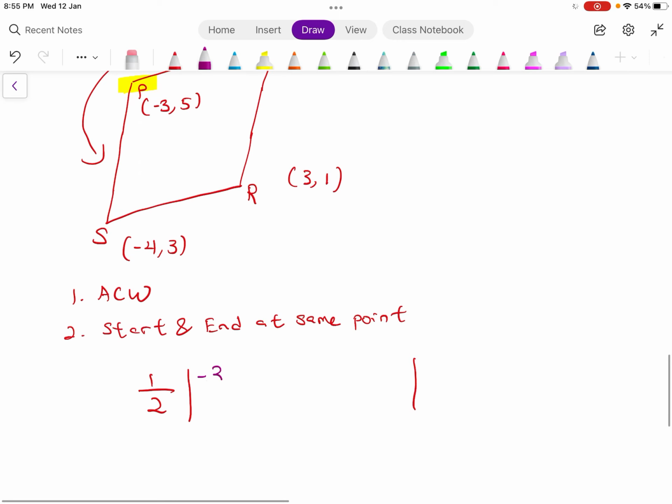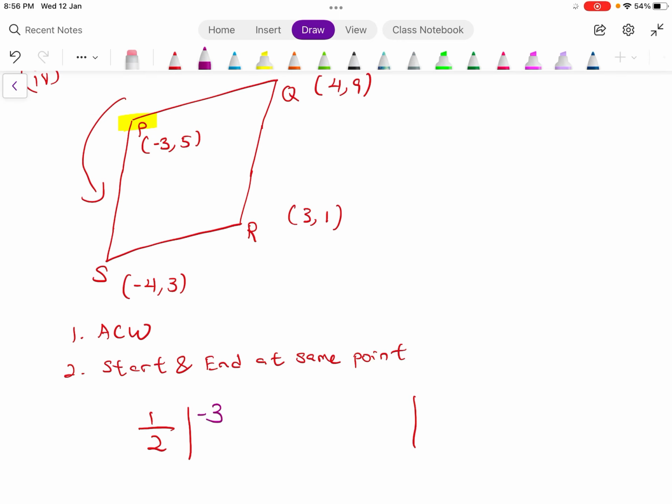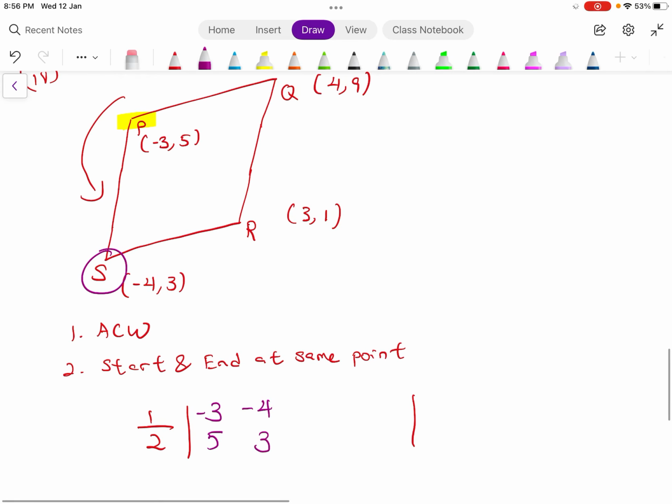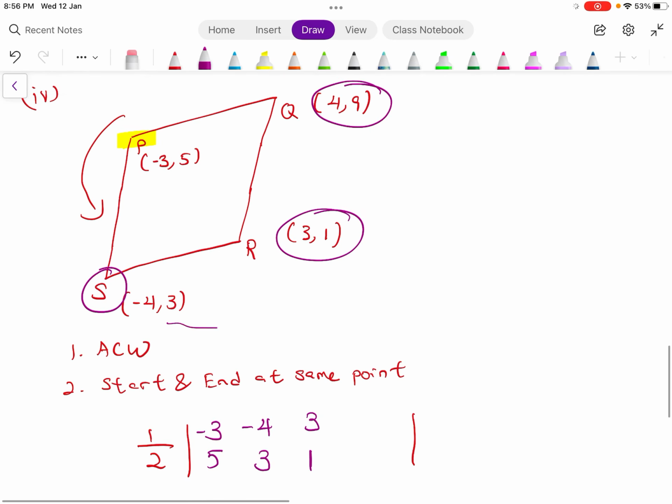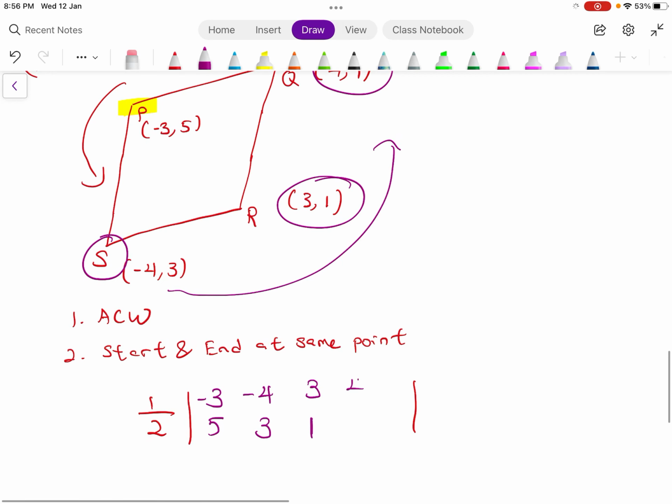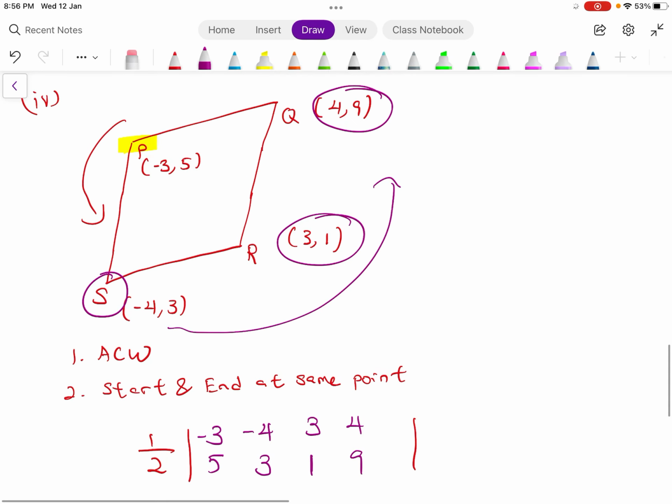Now you put the -3 because I start from point P, so -3 first, then you put +5 here. Now I move on to point S, which is -4, then you put +3. Next I go to point R, so it's 3, then you put the 1 here. Then next you go to point Q because it's anti-clockwise, so it's 4, 9. The x coordinate is on top, the y coordinate is at the bottom. Then you go back to where you start, point P, which is -3 and +5 here. That's important.